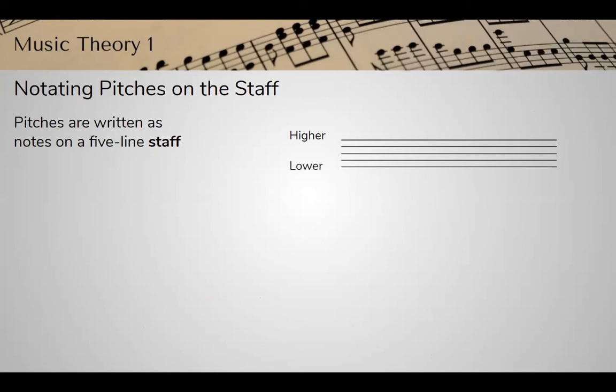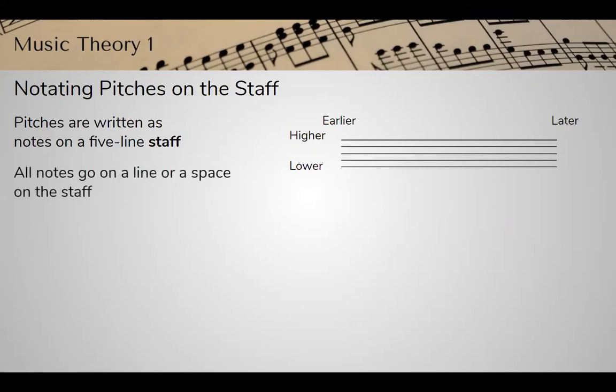Okay, and it's also a place where we can show the amount of time something lasts for. So earlier notes will happen to the left of the staff, and later notes will happen to the right of the staff. Okay, it's kind of like an XY axis. The book does a good job of explaining that.